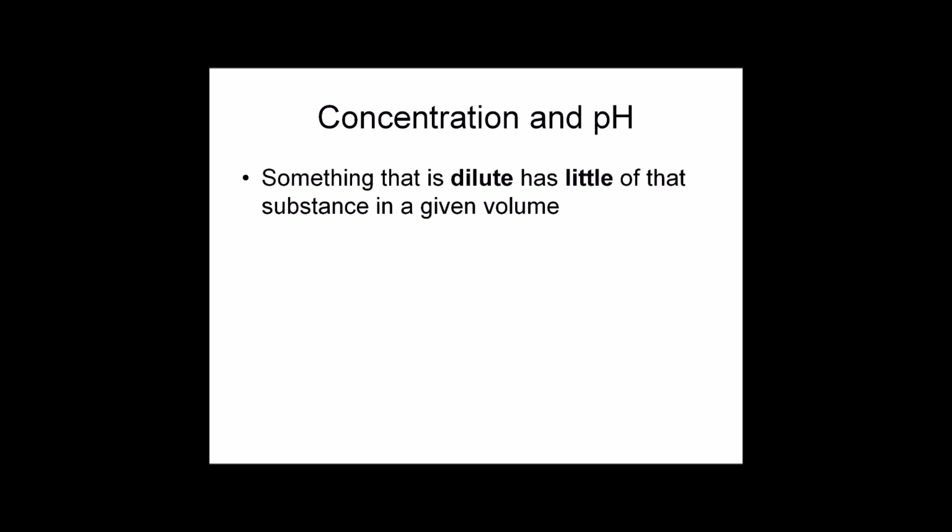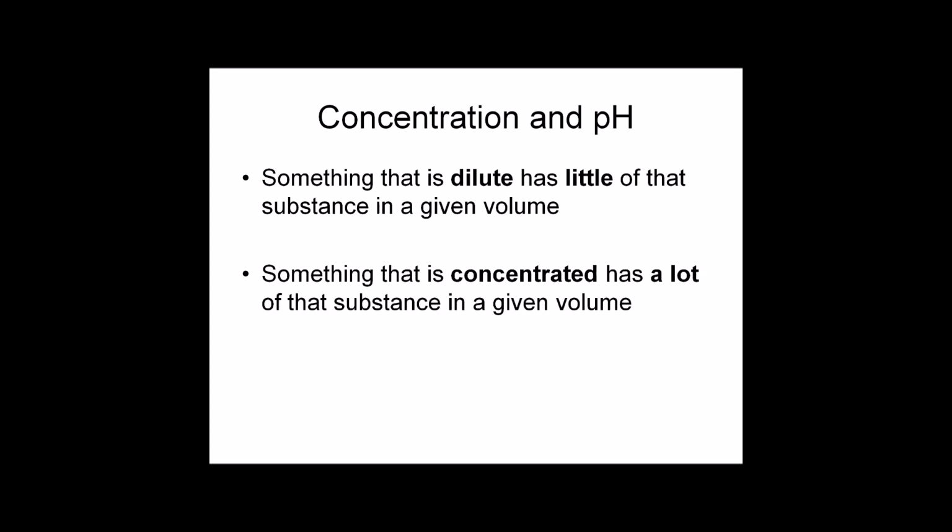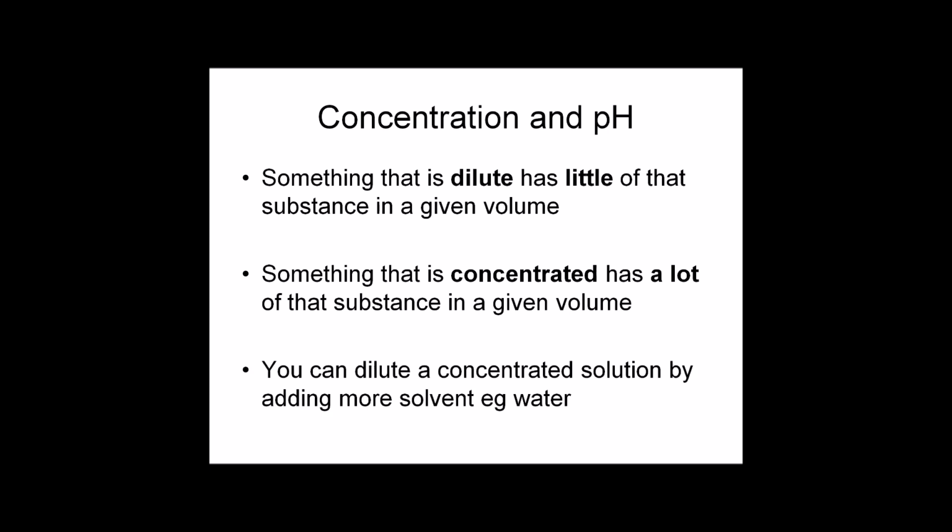Now, something that is dilute, if you don't know this, is a little bit of information that you probably should know. Something that's dilute has a little of that substance in a given volume of solution. For example, if I have a dilute acid or dilute squash, there is only a little bit of squash or a little bit of acid in the whole vessel that I'm containing it in. Something that's concentrated has got a lot of that substance in a given volume. So your orange squash comes as a concentrate. That is very, very concentrated orange juice, and we have to dilute it. Okay, and obviously we dilute it by adding more water.